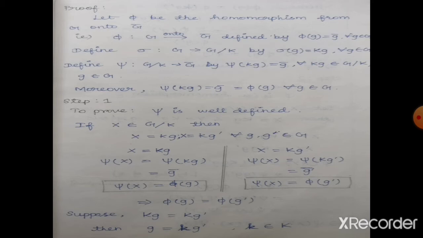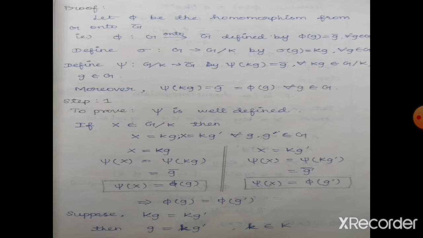Moreover, we have the definition in the third step: psi of Kg is equal to G bar. That G bar is equal to phi of g by our given definition, that is, phi is from G onto G bar, with phi of g equal to G bar. So we consider psi of Kg is equal to G bar, that is equal to phi of g for every g belonging to G. Now we come to the first step. Step 1: psi is well defined.